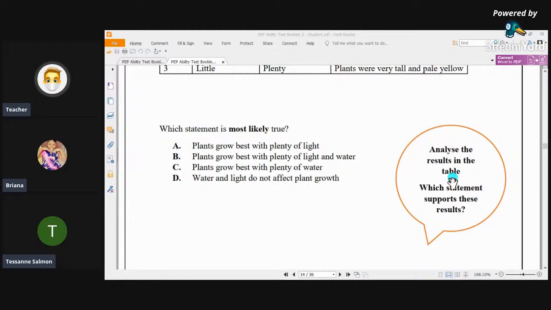Tess, what say you? If we were going to eliminate, which ones could we throw out? I would say we could throw out D first. A and C are true, but half of what you need is there and the other half is not. So I would go with B, because you need both of them. A plant cannot grow without sunlight or water.